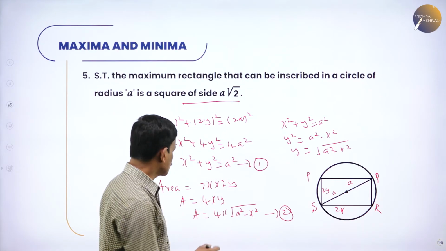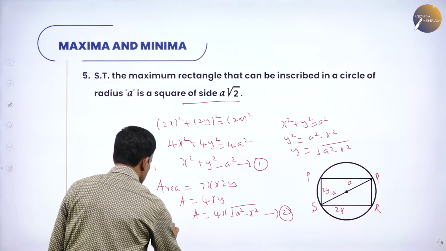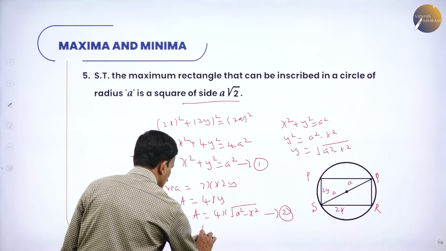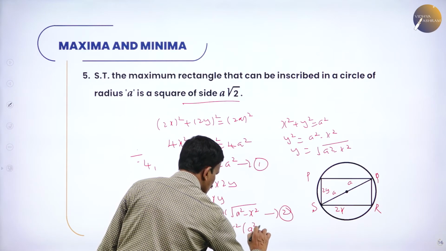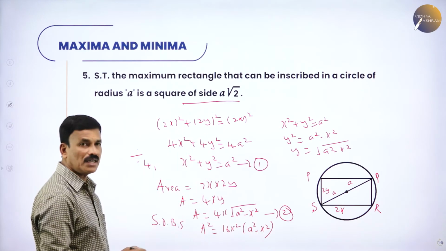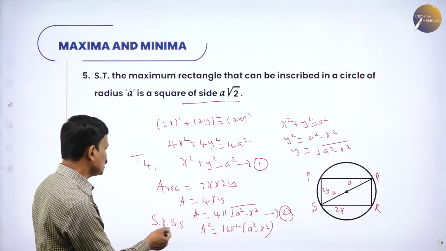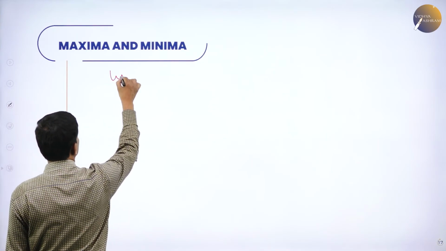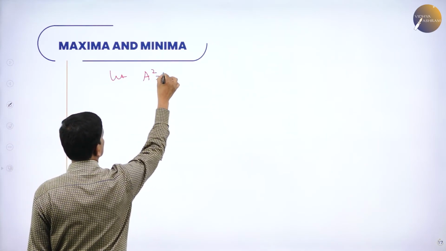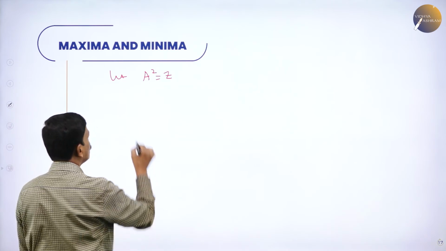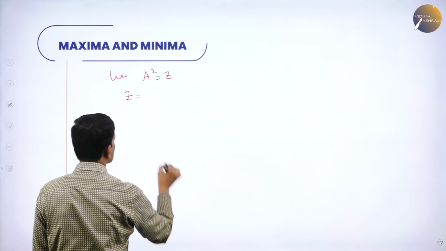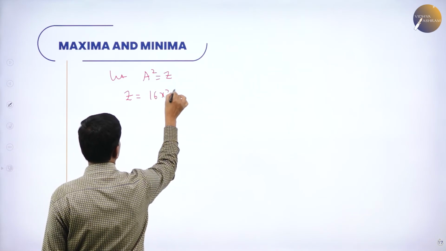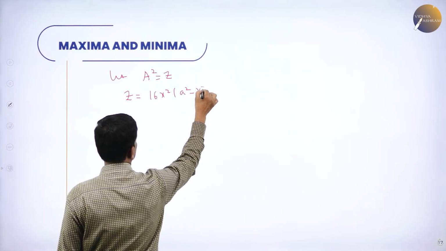Now let us square this. Squaring on both sides, what we will get? A² = 16x² into (a² − x²), the square root gets cancelled. Now let us consider A² = z. Therefore z = 16x²(a² − x²).